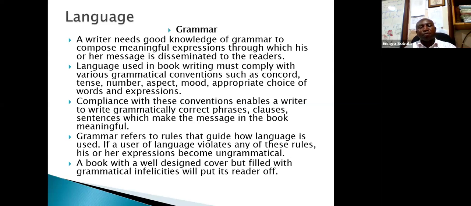So, we should note that grammar refers to rules that guide how language is used. And if a user of a language violates any of the rules in the expression, such expression becomes ungrammatical. That will no longer be acceptable. And that's what we talk about as errors in books.